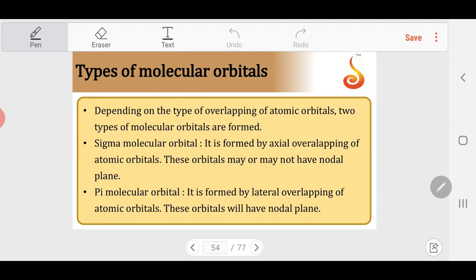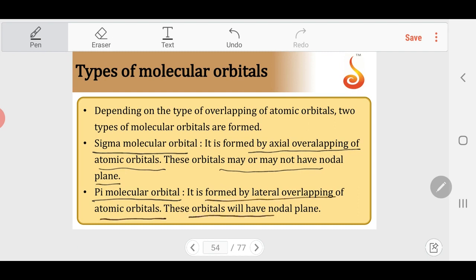Types of molecular orbital. Depending upon the types of overlapping, we can have two types of molecular orbital, that is sigma molecular orbital and pi molecular orbital. As we know, sigma bond and pi bond are more or less the same. Sigma molecular orbitals are formed by axial overlapping of atomic orbitals. These may or may not have a nodal plane. Pi molecular orbitals are formed by lateral overlapping of atomic orbitals, and these will have a minimum of one nodal plane. So, we will see how the orbitals are formed.